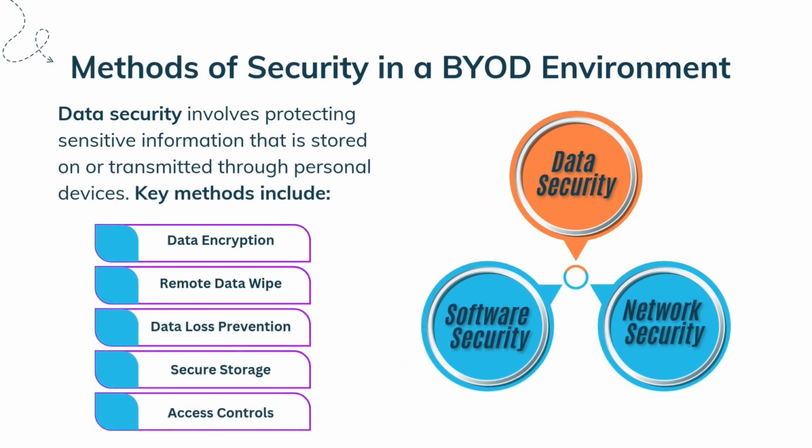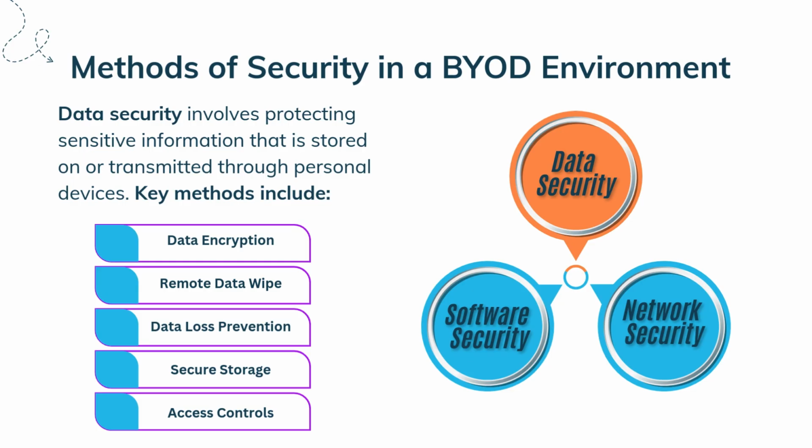Let's start with data security. Data security is all about keeping sensitive information safe on personal devices. There are several ways that we can accomplish this. With data encryption, we make sure that the information is scrambled so no one can read it unless they're authorized, and this applies whether the data is saved on the device or is being sent over a network.